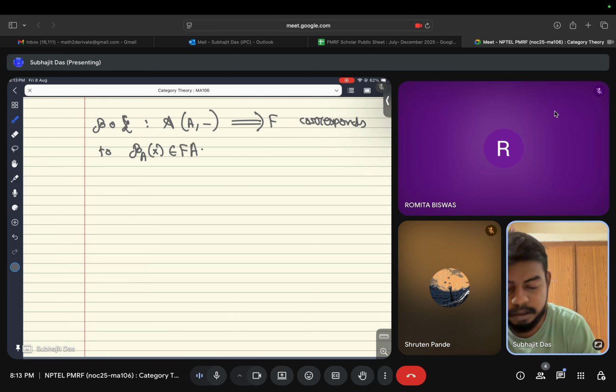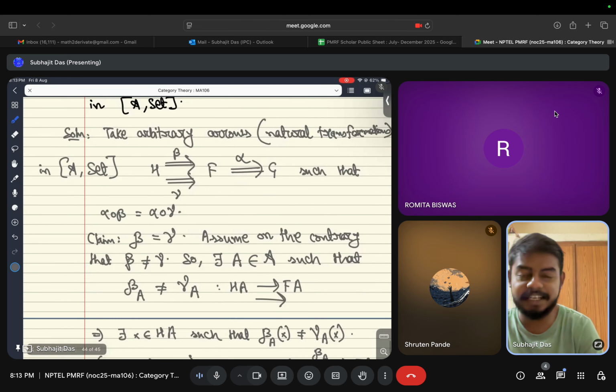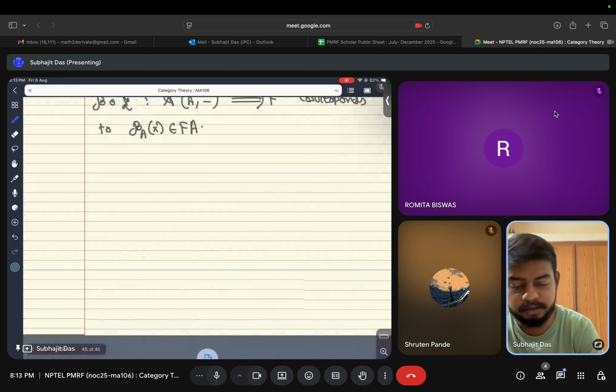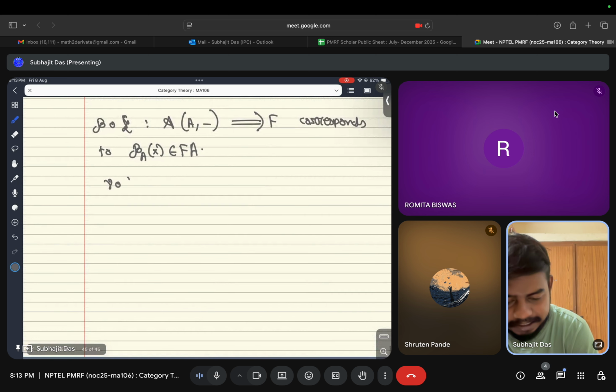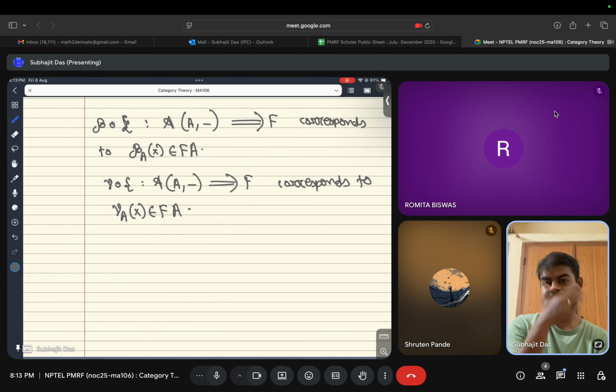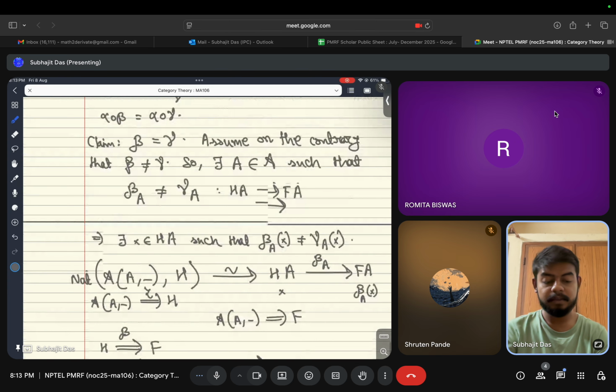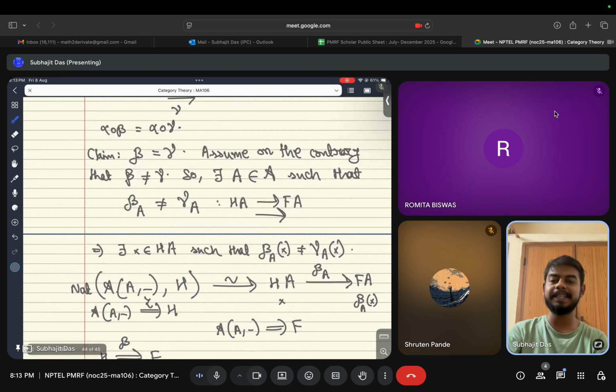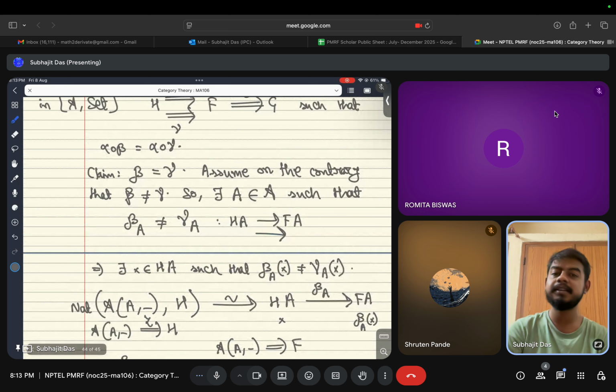Similarly, you also had gamma, right, from h to f. So gamma composed with zeta from script a comma bar to f corresponds to gamma a of x in fa, right? Now what do you know about beta ax and gamma ax?